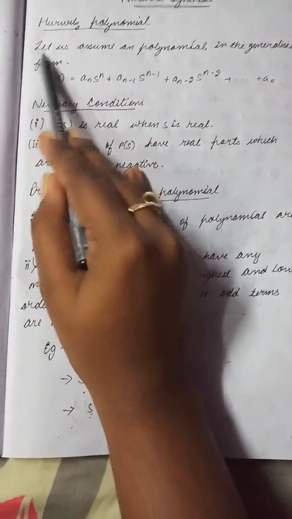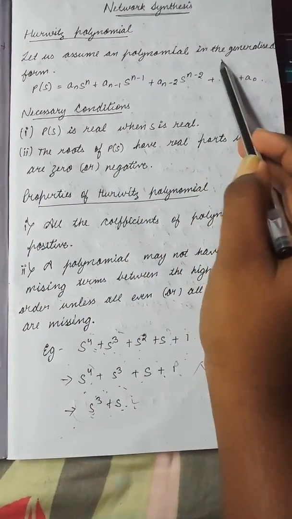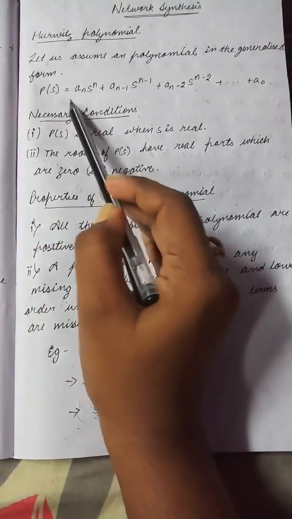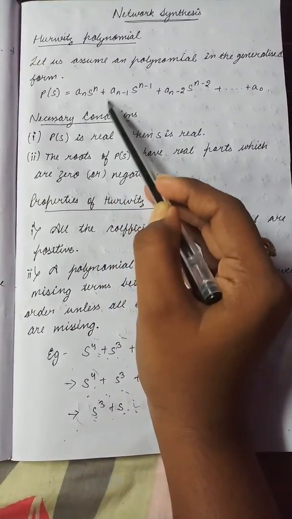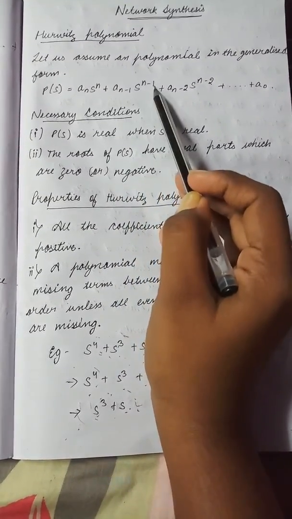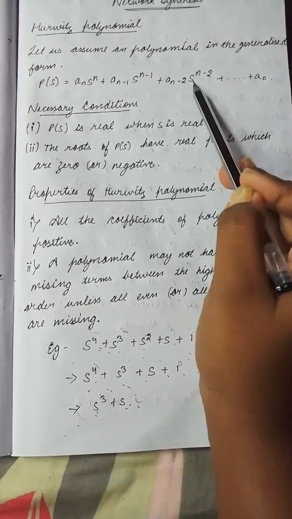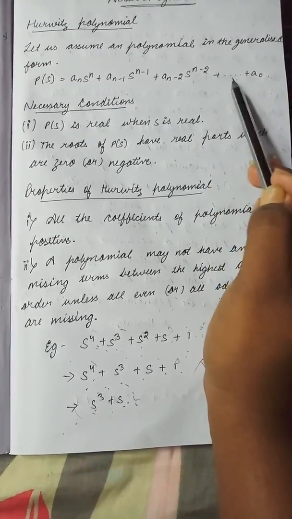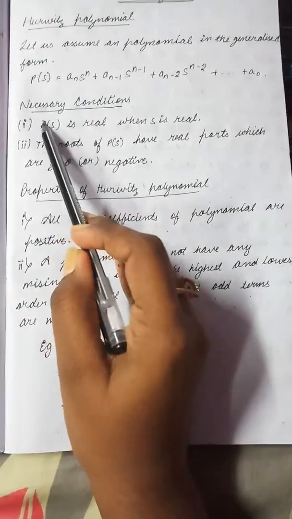Letters. First of all, let us assume a polynomial in the generalized form p of s is equal to a n s to the power n plus a n minus 1 s to the power n minus 1 plus a n minus 2 s to the power n minus 2 plus dot dot dot plus a naught. Then comes the necessary condition.